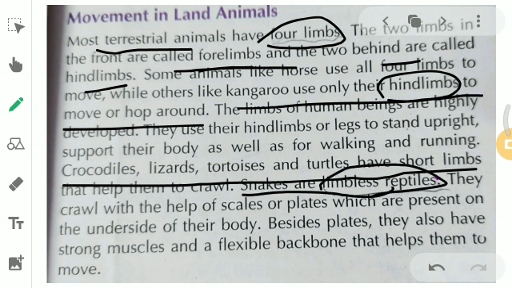Very, very important. Which animal does not have limbs? What is the example for a limbless animal? Snakes. They do not have any limbs, but how can they move?